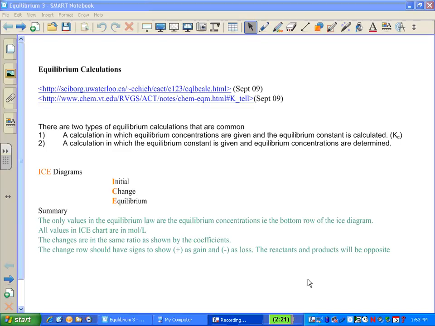You're going to learn about the changes and how they follow the ratio consistent with the stoichiometry of the balanced chemical equation. So therefore, it will reflect the coefficients from the balanced chemical equation. You're also going to see that in the change row, you're going to show signs of plus and minus as a gain or a loss or an increase or decrease of concentration, depending on whether or not the substance has been produced or has been used up. And the reactants and the products will always be opposite, because as one side goes up, the other side goes down, somewhat like a teeter-totter.